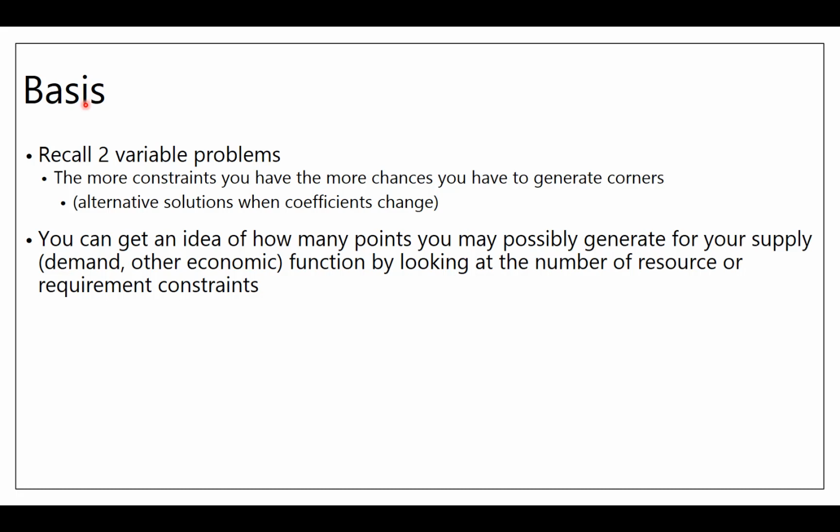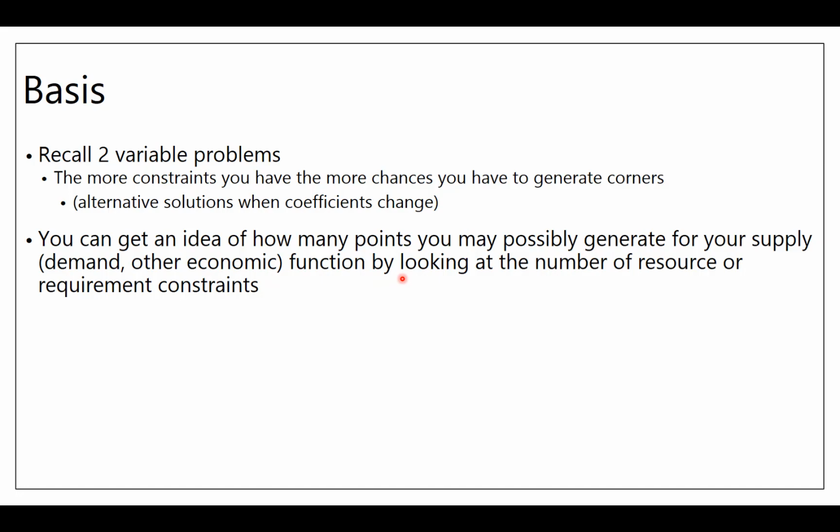So thinking about basis then, recall from two variable problems, the one thing we do know, the more constraints you have, the more chances you have to generate new corners. There's more chances you have to generate intersections between constraints that make a new sort of edge of the feasible space. And those potentially are alternative solutions if we start adjusting the prices or the coefficients of the objective equation. Thus, you could always get an idea of how many points you possibly could generate for your supply, your demand function, other economic function, just by looking at the number of resource requirement constraints.